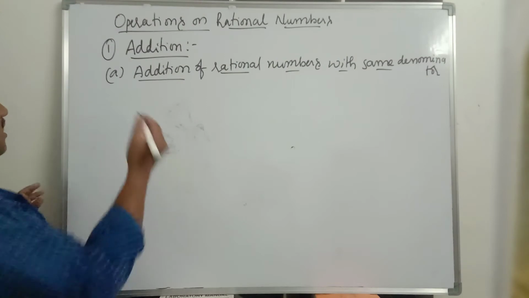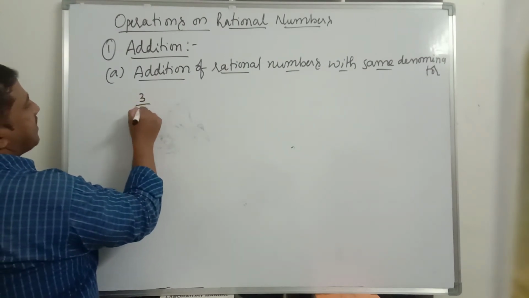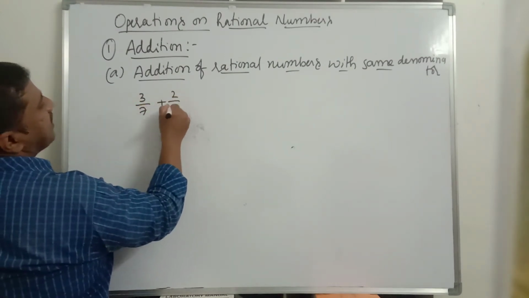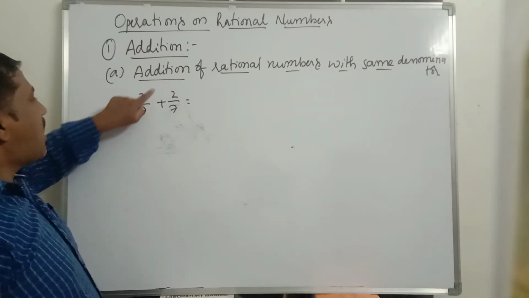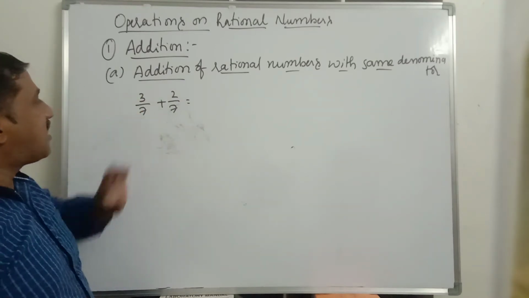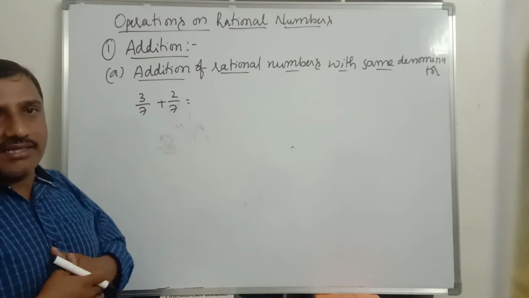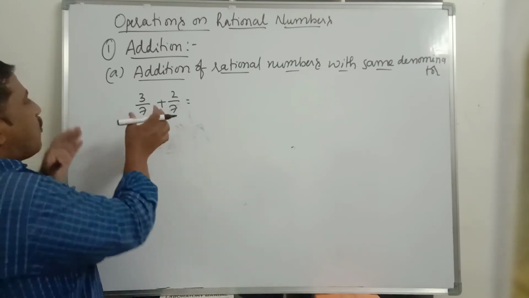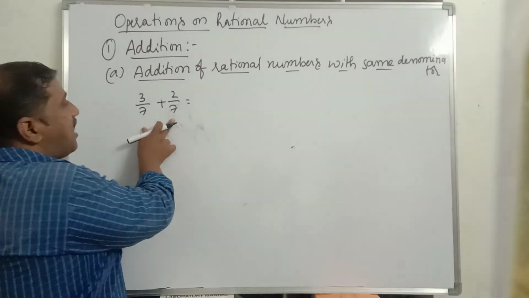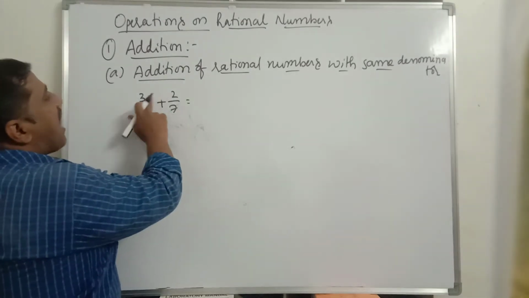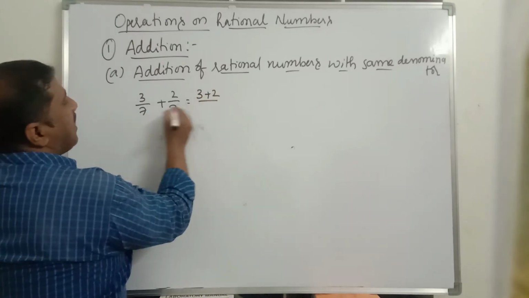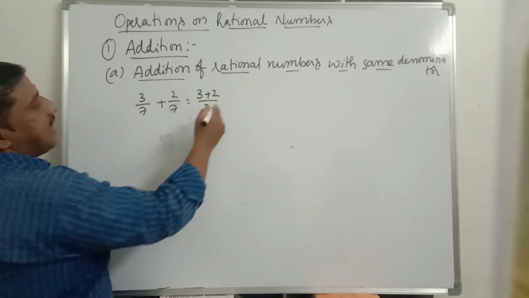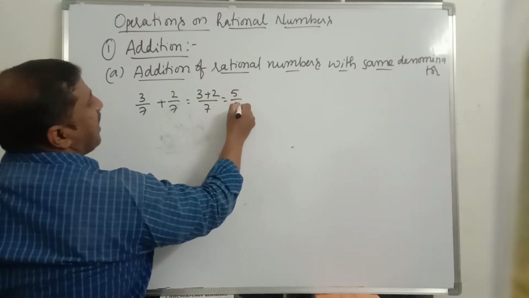You see here, it is 3 by 7 plus 2 by 7. Here we are adding two rational numbers, 3 by 7 and 2 by 7. Their denominators are same, so they look like fractions. They are fractions only. So how do we add like fractions with the same denominator? We will add the numerators, that is 3 plus 2, and take the common denominator 7. That is 3 plus 2, it is 5 by 7.